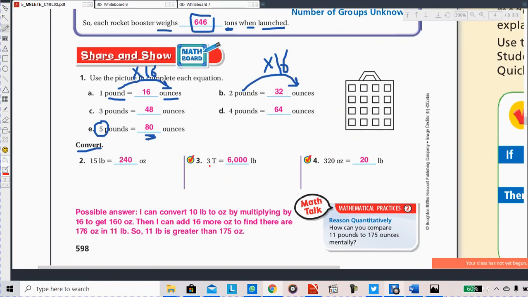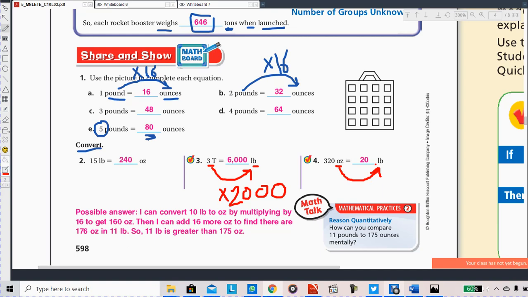Here we have 3 tons equal how many pounds? So 3 tons. We're going to convert from tons to pounds. So we're converting here from a big unit to a small unit. So we're going to multiply by what? Yes, we're going to multiply by 2000. So it will be 6000 here.